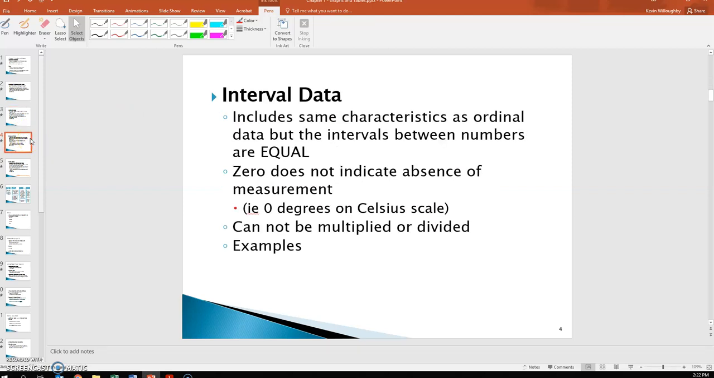Interval data. Here the key is 0 does not indicate absence of a measurement. For example, 0 degrees on a Celsius scale does not mean that there's no temperature. So a good example of this is Celsius or Fahrenheit, the time that you have when you finish a race. Those are good examples.